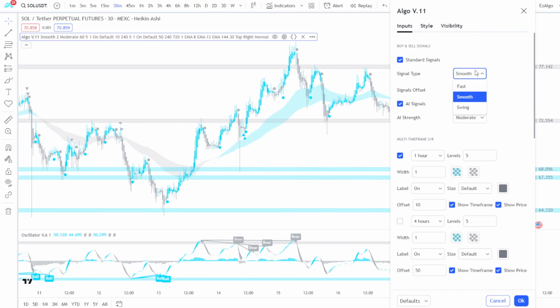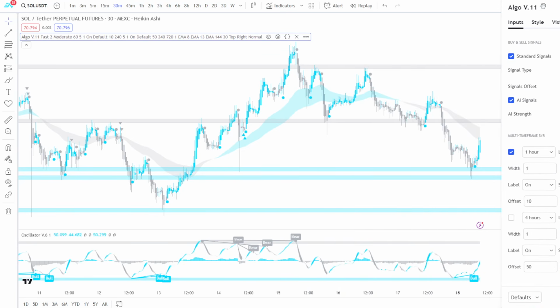So by default, it's going to be on smooth. All right, smooth is the recommended signal type. It is exactly what it says it is. You'll have these very smooth signals, not too frequent, but not too delayed, kind of right in the middle, right in that sweet spot. We also have a fast option.